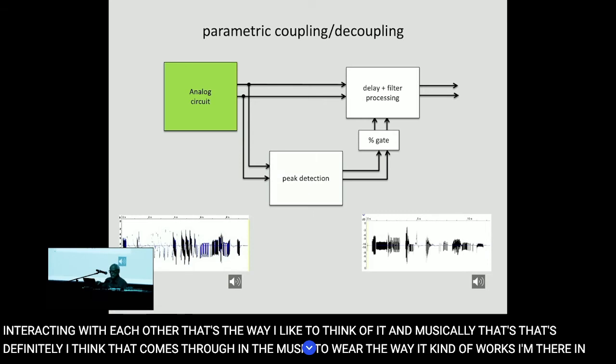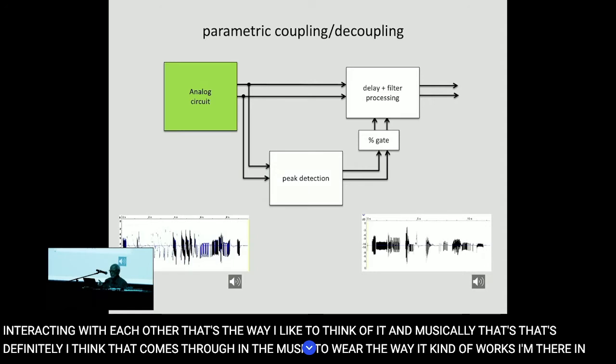So here's the analog circuit going through peak detection, and then there's another little function here I didn't have on the previous schematic, the percent gate, which affects the delay and filtering. So I call this parametric coupling and decoupling, which I think is super, super important in electronic music. I guess I've been doing it for years, but I never thought of it very consciously, and now I think of it consciously a lot.